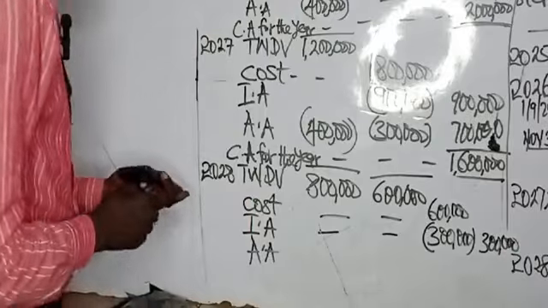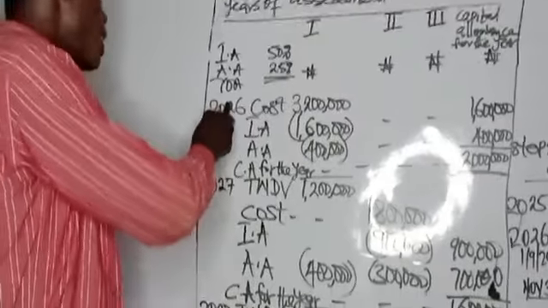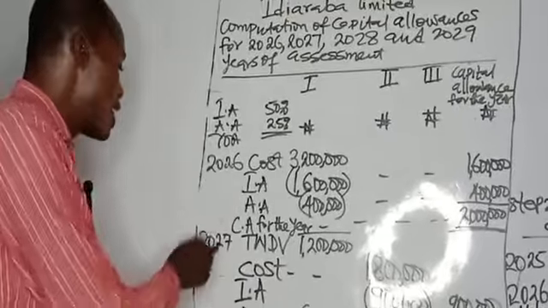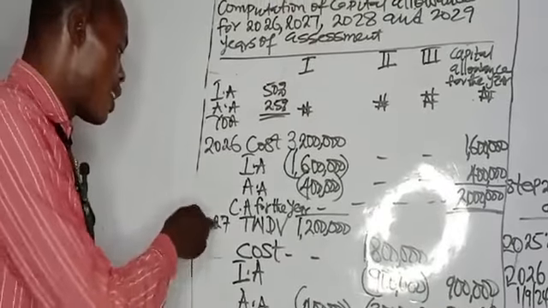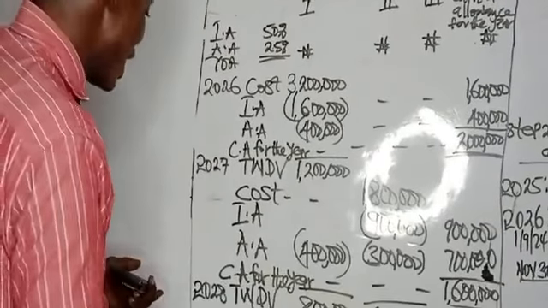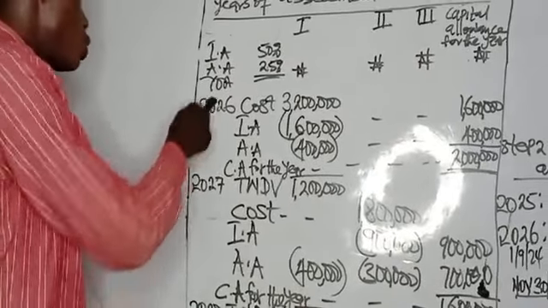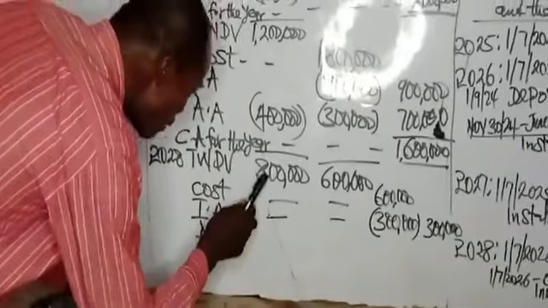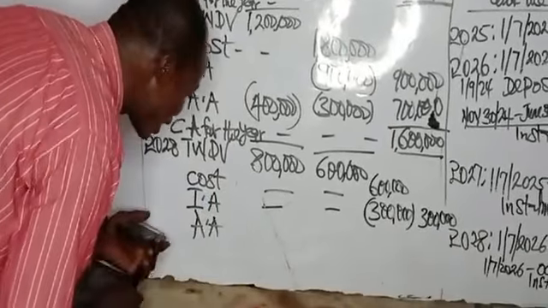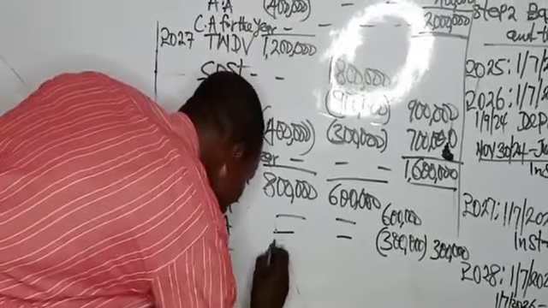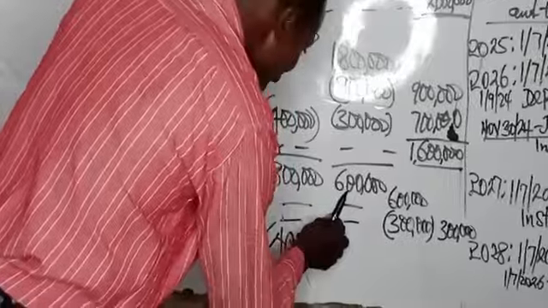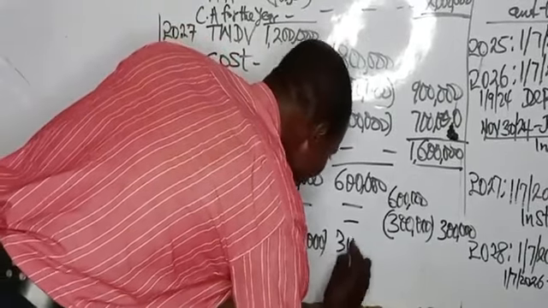allowance. Out of 4 years, 2026 and 2027 have expired. 2 years have expired from 4 years. The unexpired life of the asset is 2 years. From 4 years, 2 years have expired. Then you are left with unexpired life of 2 years. So you have 800,000 divided by 2. That gives us 400,000 as well. 600,000 divided by 2, that will be 300,000 as well.